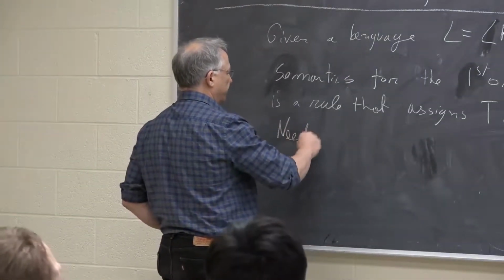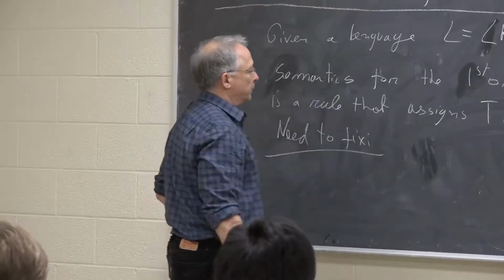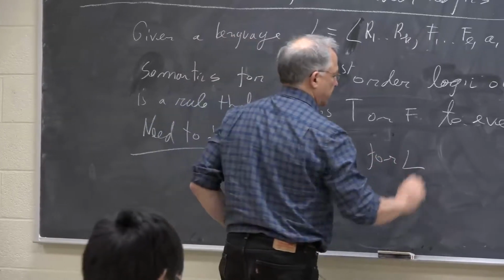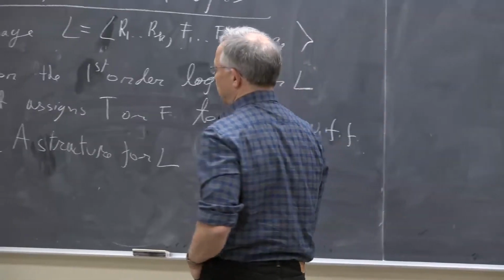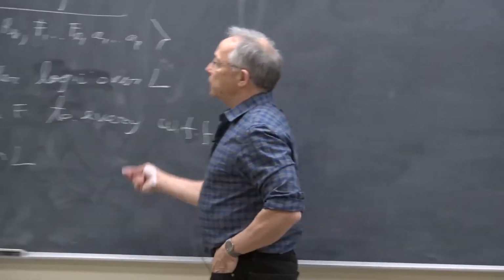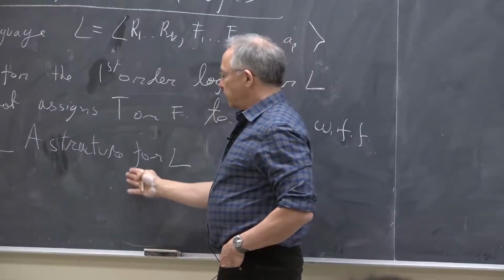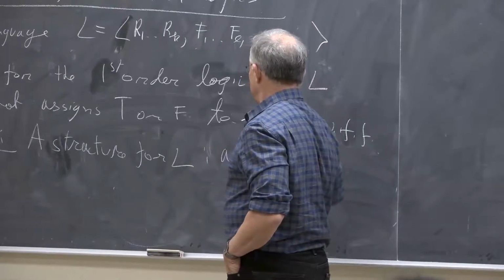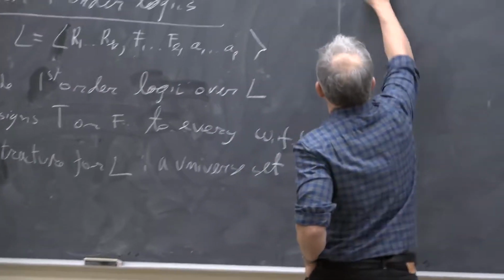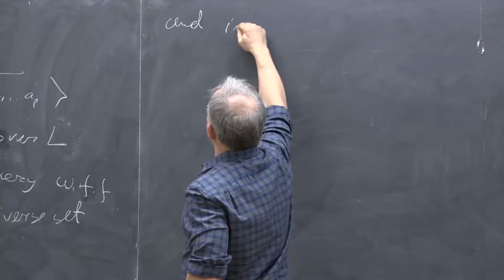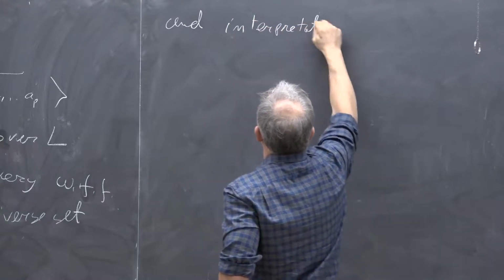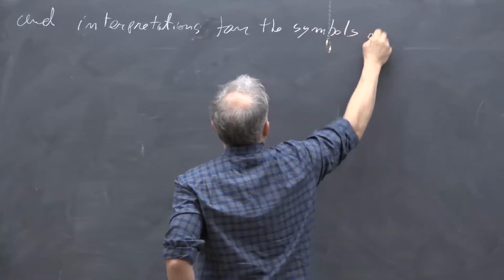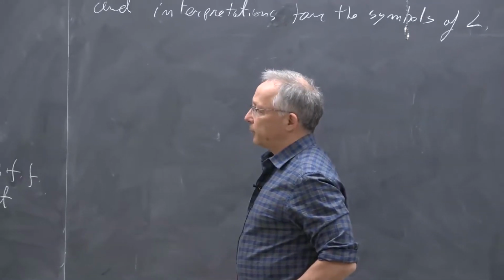So we need to fix, first of all, a structure for L. A structure for L is a universe and an interpretation for each of the symbols of the language. So this is a universe set, and interpretations for the symbols of L. So that's the first component that we need.